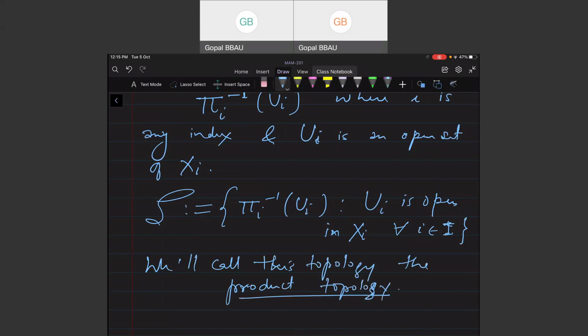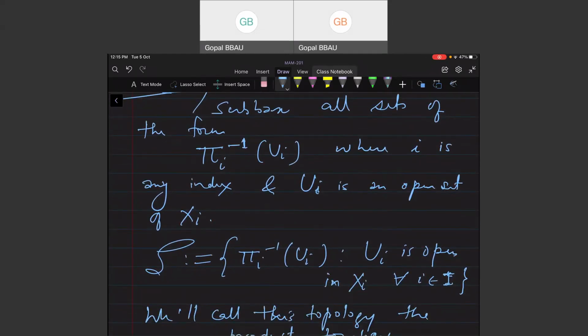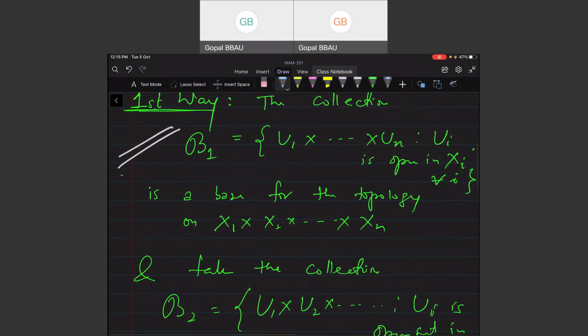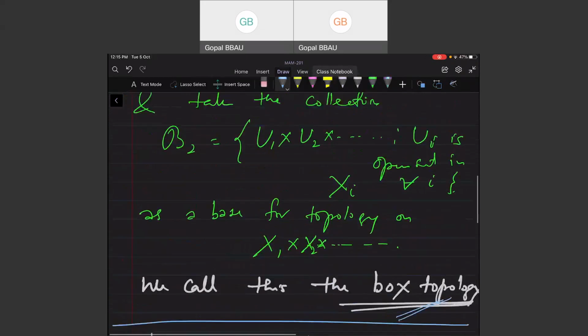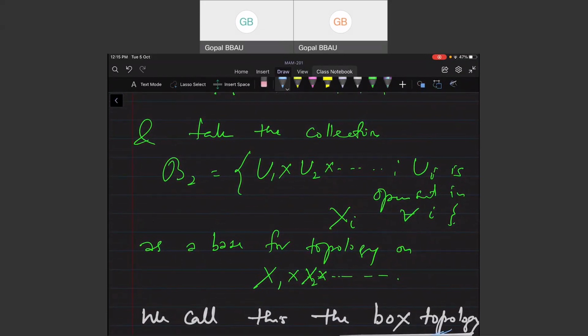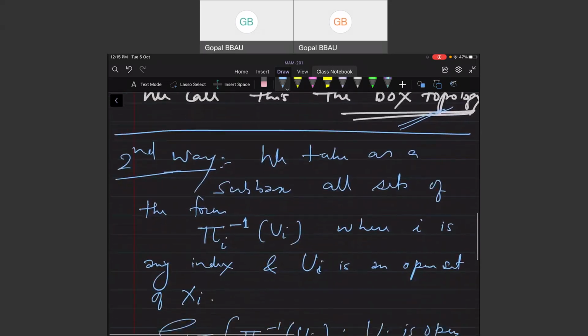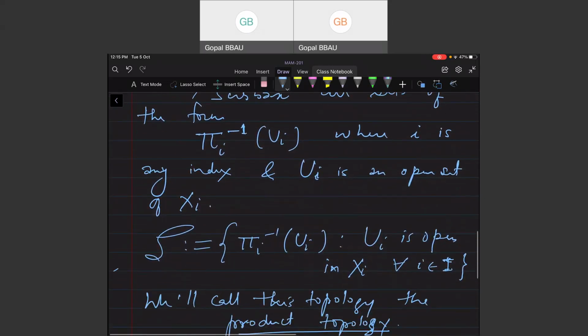You have already seen that when we have only two topological spaces, these two topologies are the same. We defined the product topology via this definition, and I am talking here about the case X cross Y, the Cartesian product of two topological spaces. Then we showed that this collection is a subbase. So in the case of the Cartesian product of two topological spaces, the box topology and the product topology are the same.